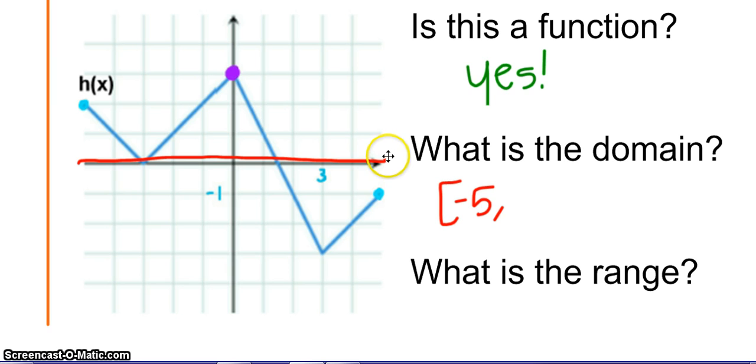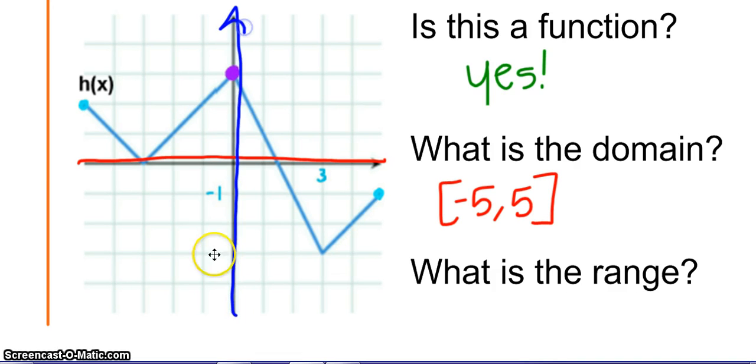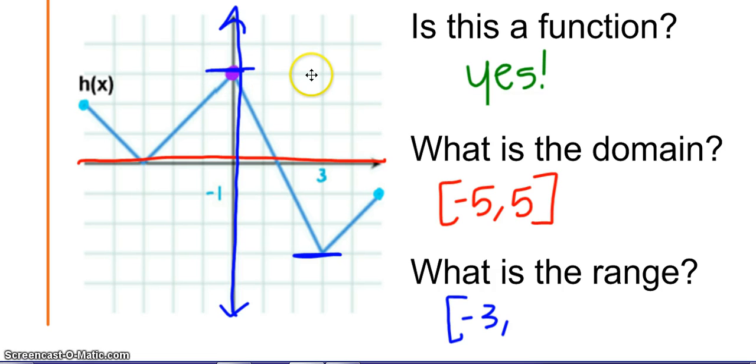And the last x value you can put in and still get a point back is going to be +5. Talking about your range, bottom to top. What's the lowest value that you first encounter? Well, that's this one right here, which is -3. And then what's the highest value that we get to? That's going to be right here. That's going to be +3. So domain, left to right, range, bottom to top.